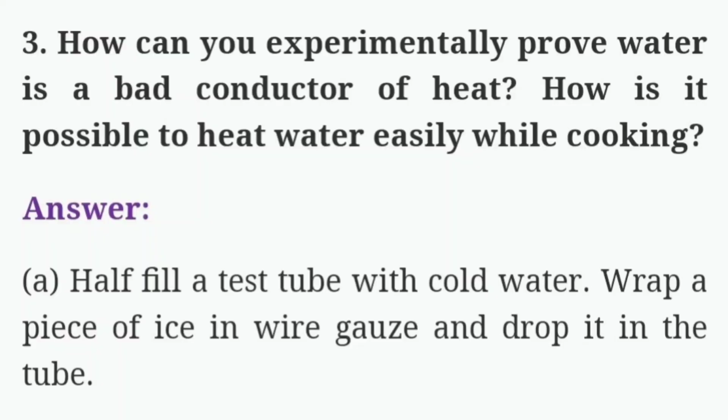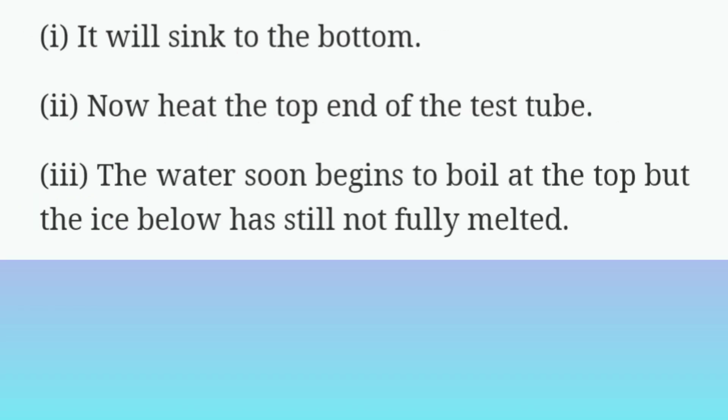Third detailed answer, how can you experimentally prove water is a bad conductor of heat? How is it possible to heat water easily while cooking? Answer A: fill a test tube with cold water, wrap a piece of ice in wire gauze and drop it in the tube. First point, it will sink to the bottom. Second point, now heat the top end of the test tube. Third point, the water soon begins to boil at the top, but the ice below has still not fully melted.